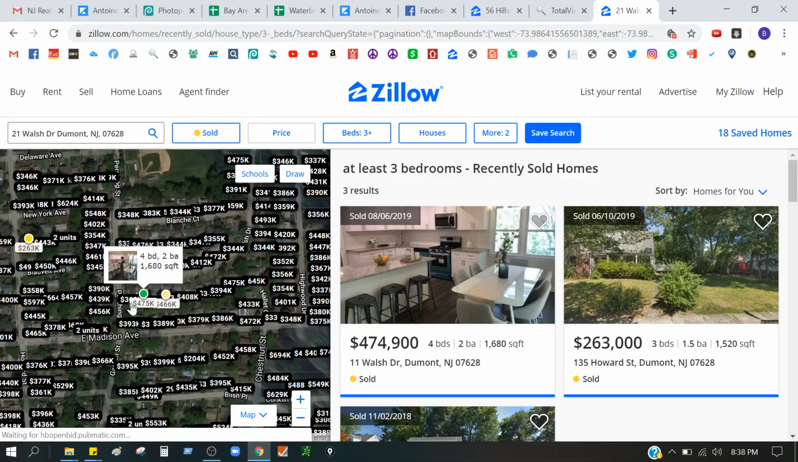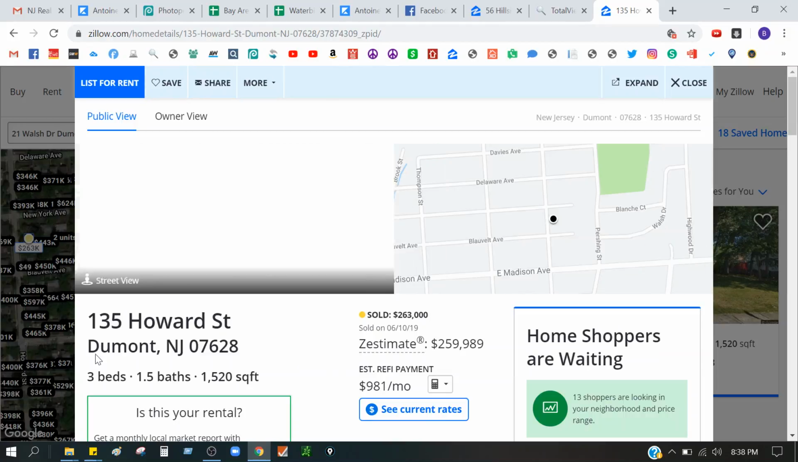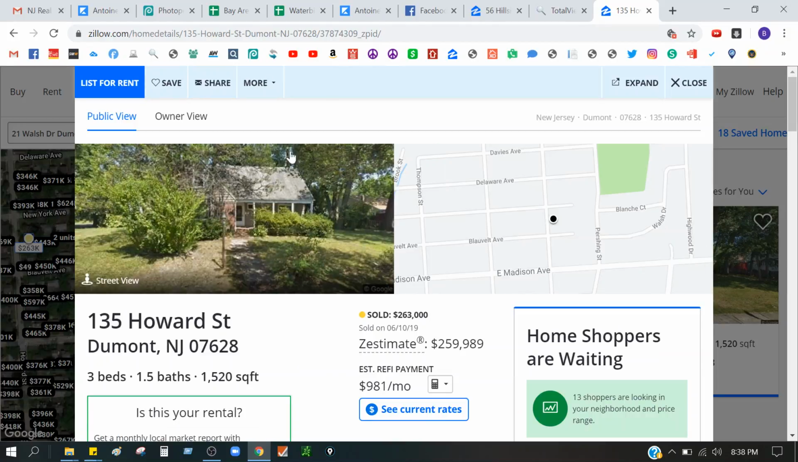So yeah, this one just sold, but this looks like a retail deal. This one right here for 263, that looks like a wholesale deal. You can see how this is like half off, sort of, right? $135 Howard. Look, it looks all messed up. It looks like all the shrubs, all the stuff is here.